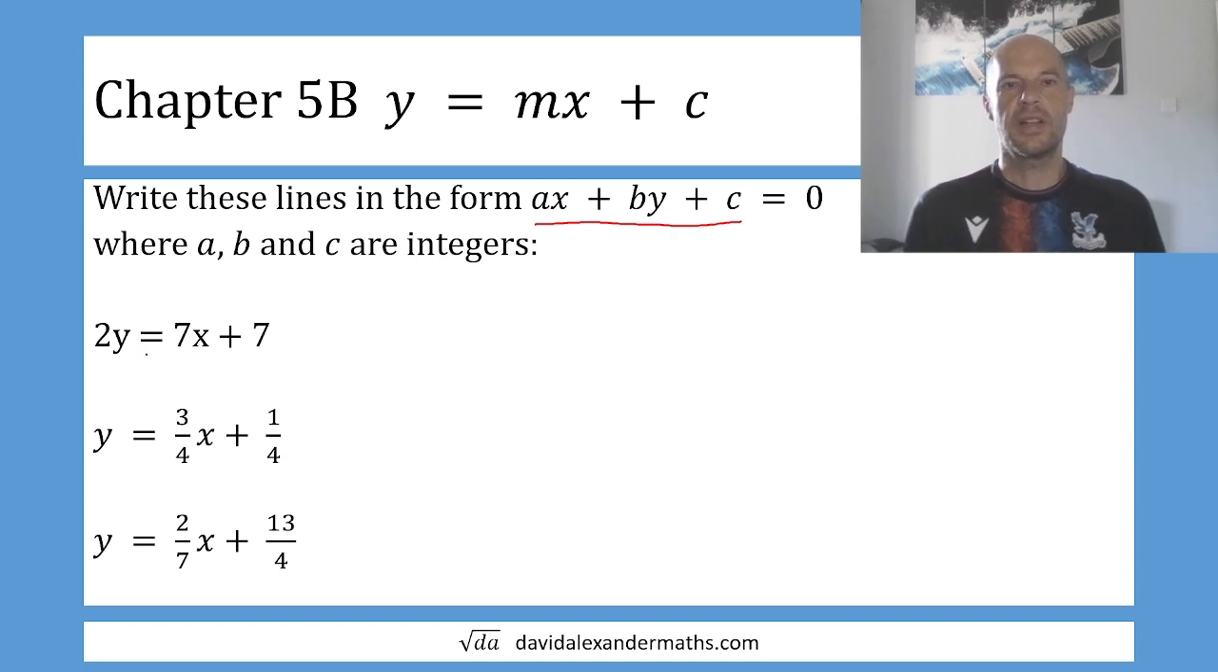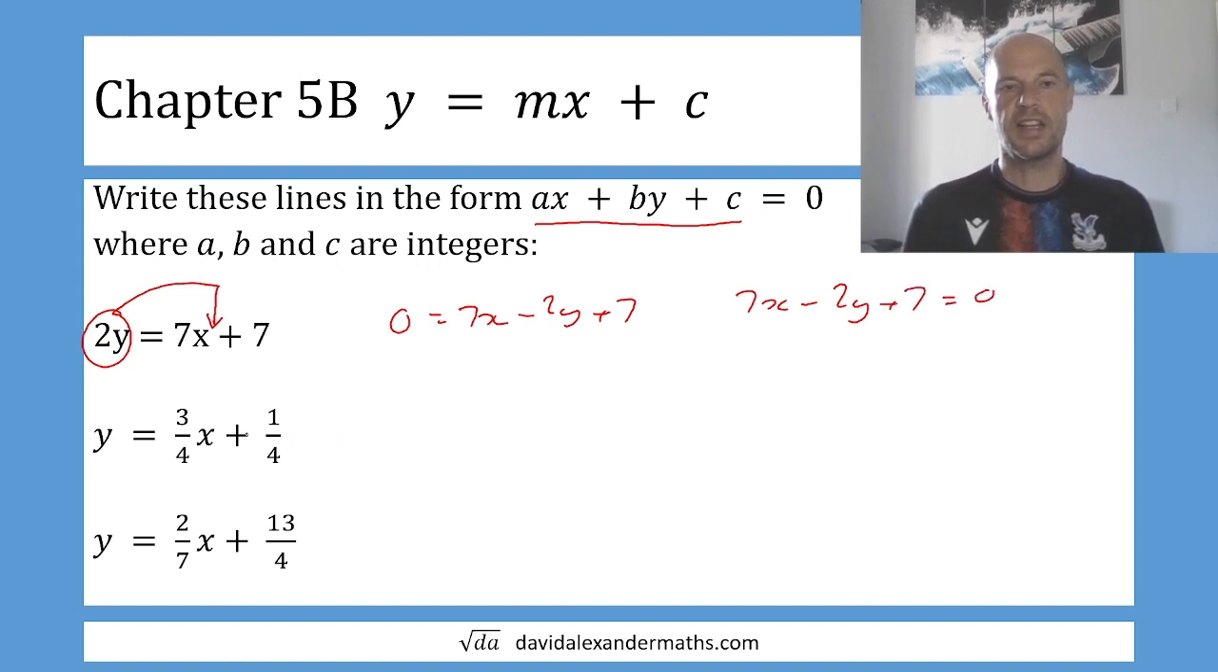For this one, if I want to make it equal 0, I'm going to pull the 2y over, and I want the y in between the x and the number, so I'll move it from here to in between the 7x and the plus 7. It's plus 2y on the left, so it will become minus 2y on the right, and there we have it. We can write this as 7x, take away 2y, plus 7 equals 0, as requested.